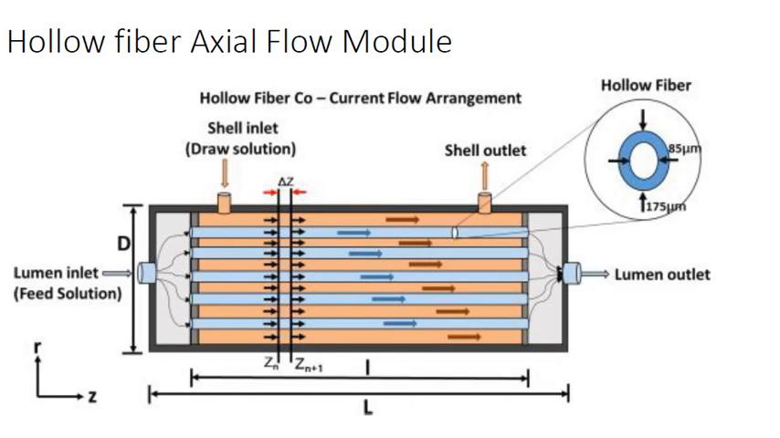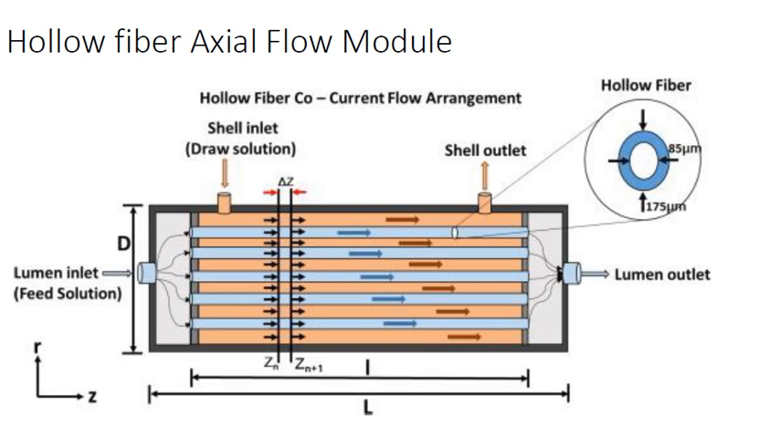Next is the hollow fiber axial flow module. This membrane module geometry contains hollow fiber membranes. I have already explained in the previous lecture that membranes might be in flat sheet geometry as well as hollow fiber geometry and tubular geometry.